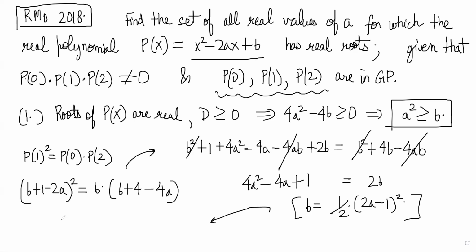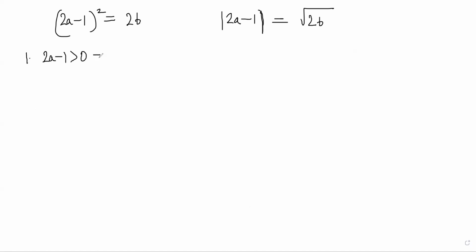We can rewrite it in terms of a and say that a is equal to 1 plus root of 2b by 2, right? Or I'll just do it on the next screen. We have (2a minus 1) whole square is equal to 2b. So mod of 2a minus 1 is equal to root of 2b. And we can take two separate cases. Case 1, 2a minus 1 is greater than 0, or a is greater than half, in which case we have 2a minus 1 is equal to root of 2b.